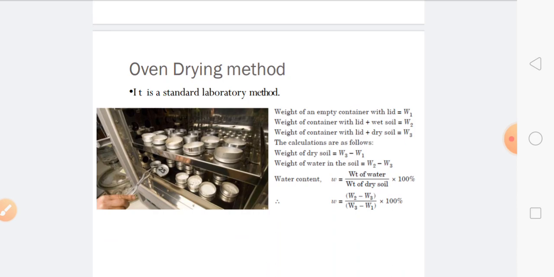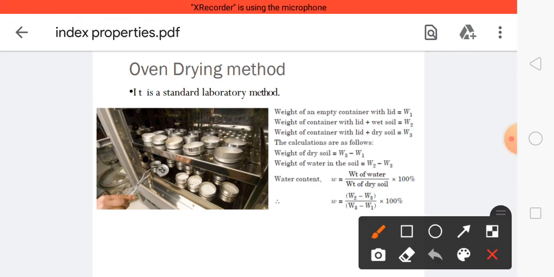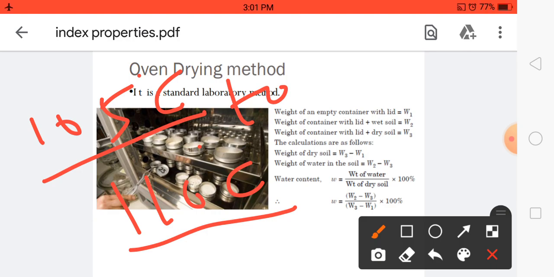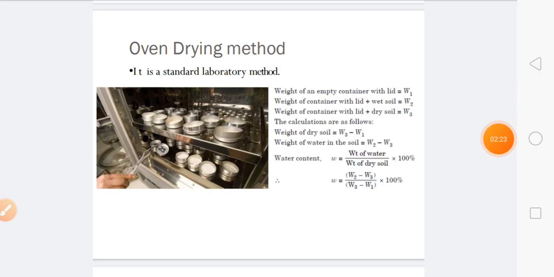In this method we keep the soil sample in an oven which is maintained at a temperature of 105 degree centigrade to 110 degree centigrade. We take one container and put the soil sample into that container, and this container is kept in an oven maintained at 105 to 110 degree centigrade. For complete drying, sandy soils take about 4 hours and fat clay takes about 14 to 16 hours. Different soils take different time for complete drying.